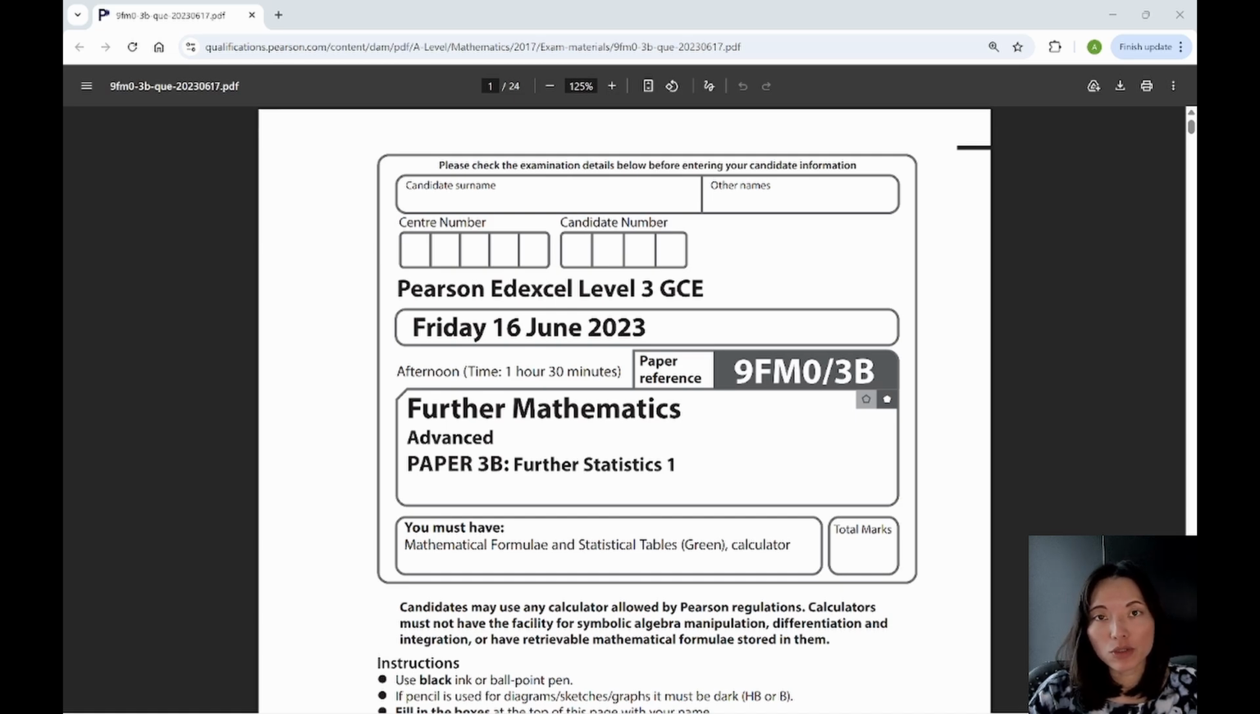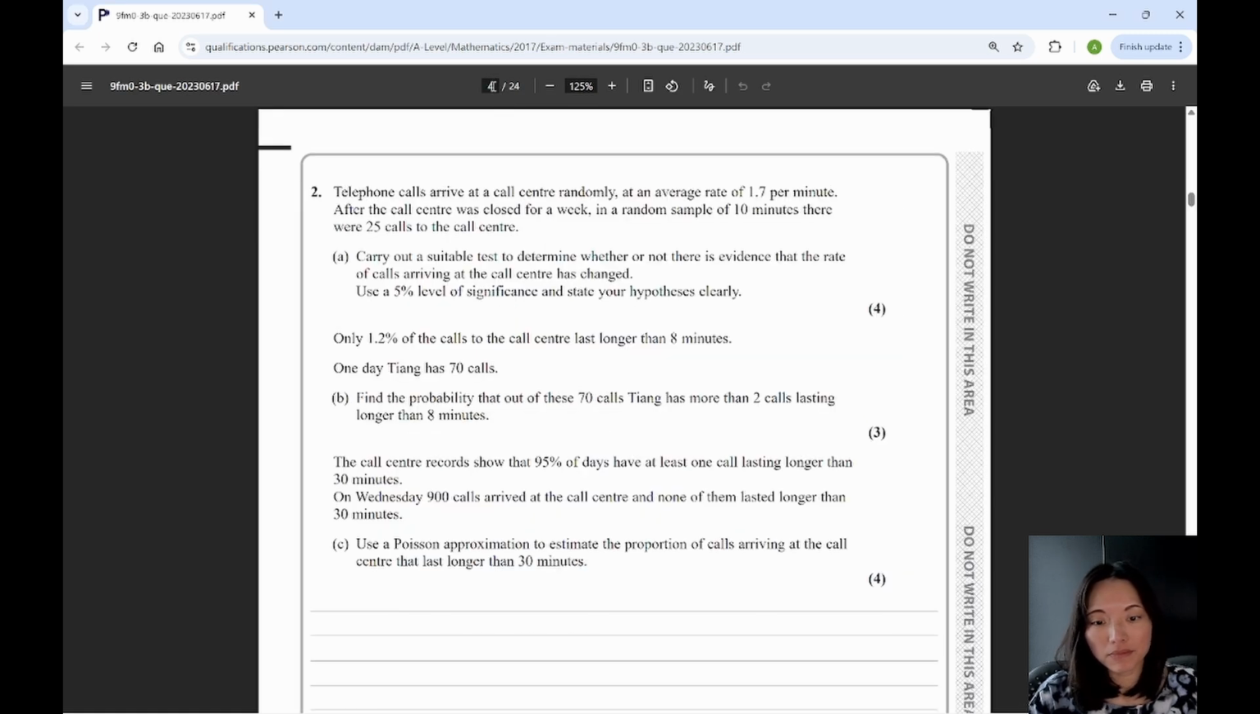We're now going to look at question 2 of the 2023 A-Level Further Statistics paper. In this question, there are 3 parts. The first part tells us telephone calls arrive at a call center randomly at an average rate of 1.7 per minute. After the call center was closed for a week, in the random sample of 10 minutes, there were 25 calls to the call center.